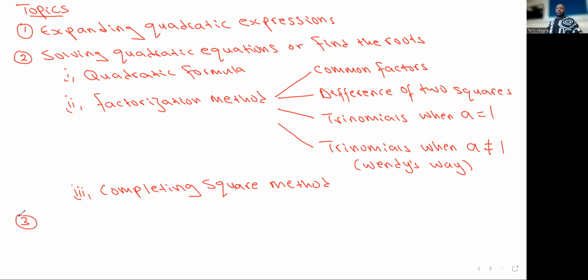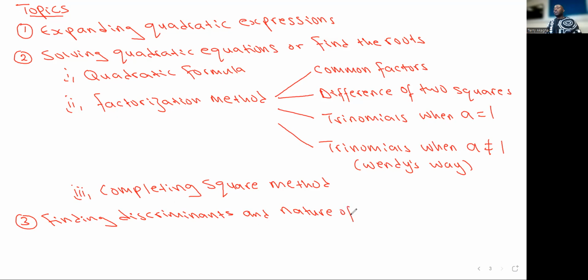Number 3, when I'm done showing you how to solve quadratic equations, the next thing I'm going to show you is how to find discriminants. Some textbooks also call it the discriminant and nature of the roots. That means we're trying to predict what nature the values will be, whether equal roots, distinct roots, or no solutions.